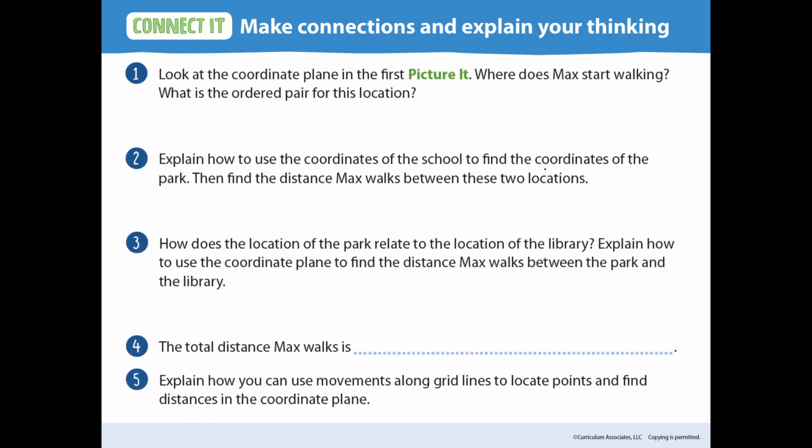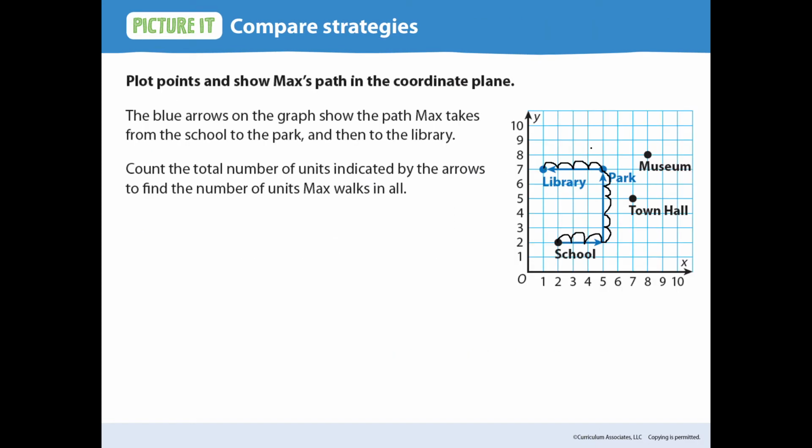Connect it. Number 1. Look at the coordinate plane in the first Picture it. Where does Max start walking? What is the ordered pair for this location? So looking at our coordinate plane, Max starts over here at the school, and the ordered pair for the school is 2, 2. We go over 2 and up 2.